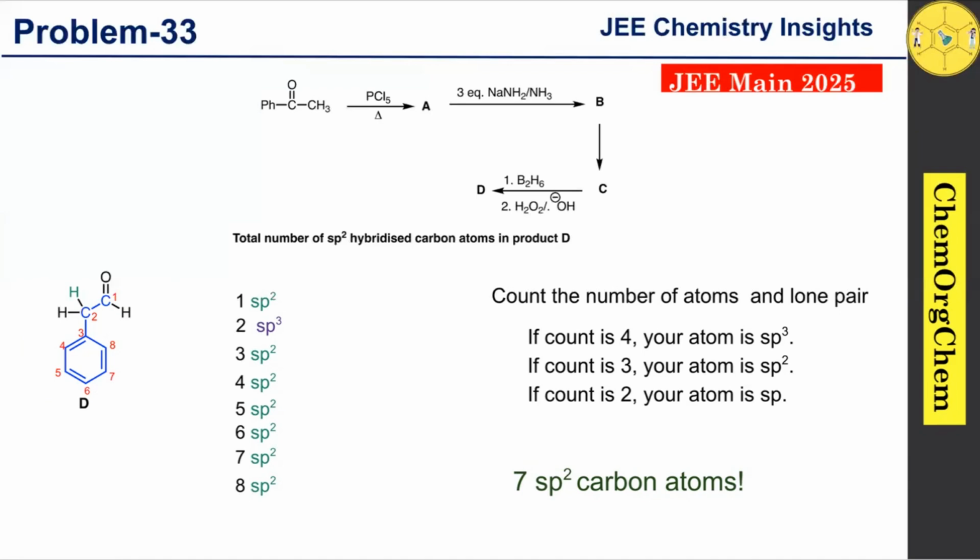I hope this explanation has helped you to understand this question, including the chlorination reaction, E2 elimination reaction, and hydroboration reaction. And we also saw how to find the number of sp2 hybridized carbon atoms present in our final product.